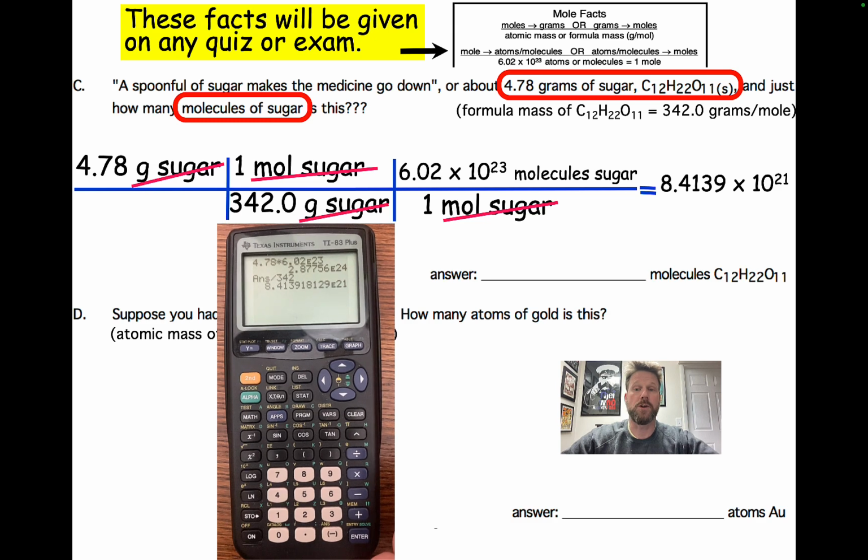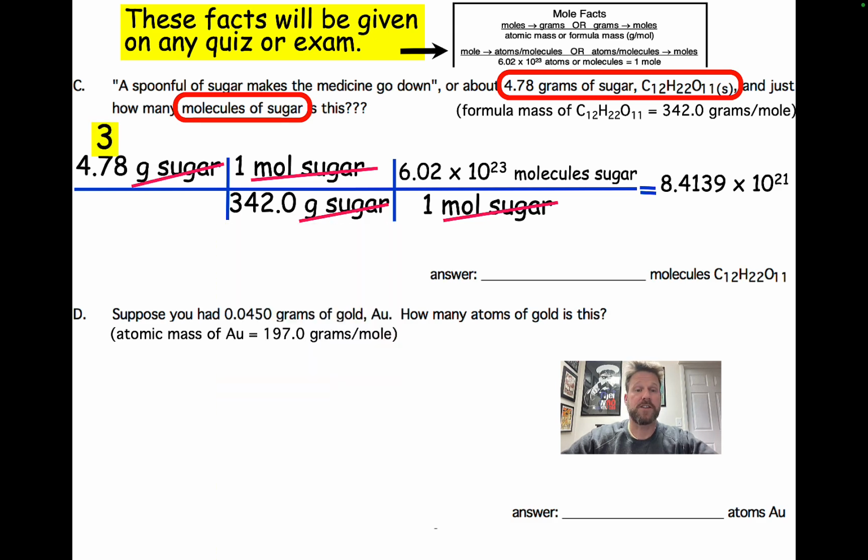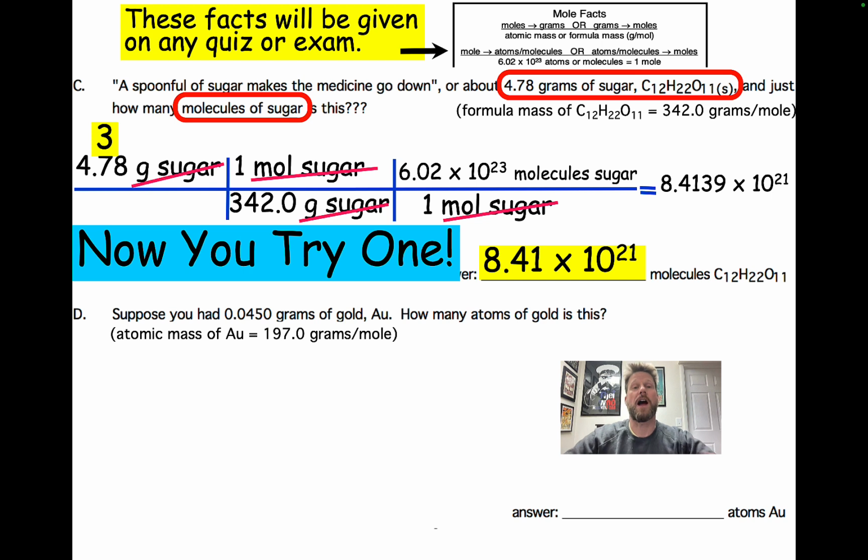The number given to us in the problem has 3 significant figures, so the answer can only have 3 sig figs. The correct answer to this problem is 8.41 times 10 to the 21st molecules. Hey, now you try one.